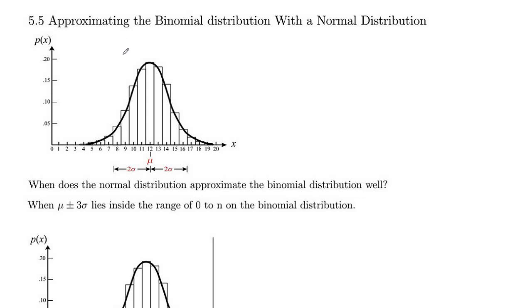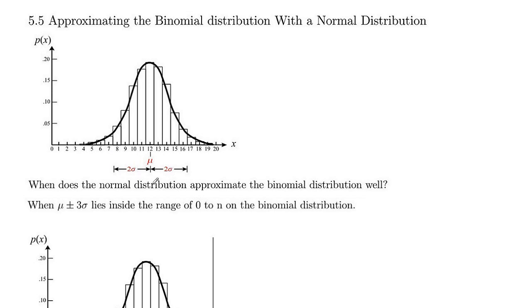In section 5.5, we're going to talk about approximating the binomial distribution with a normal distribution. This was more useful in the past when we didn't have calculators that would conveniently compute the binomial distribution probabilities. But the idea is still important of approximating one distribution with another distribution. So we want to know in what cases is the normal distribution a good approximation for binomial.